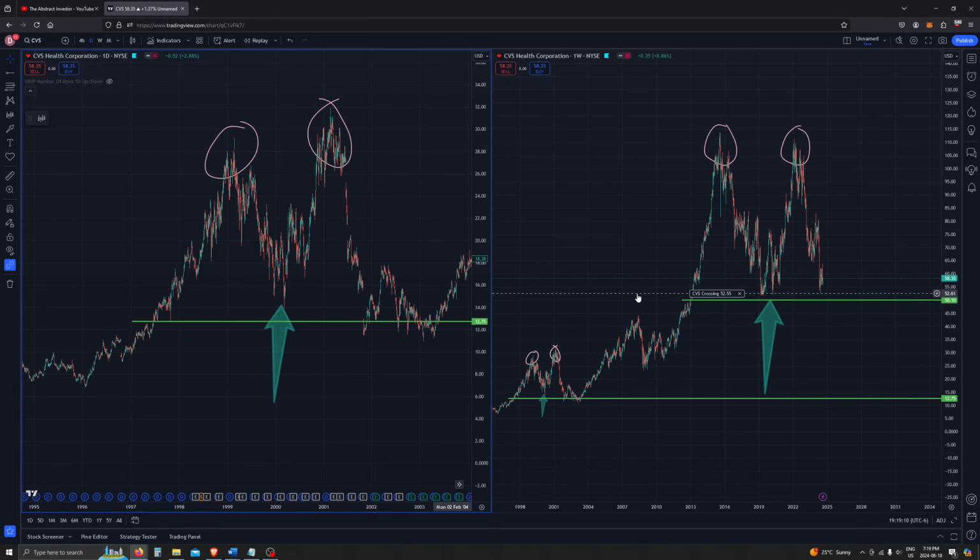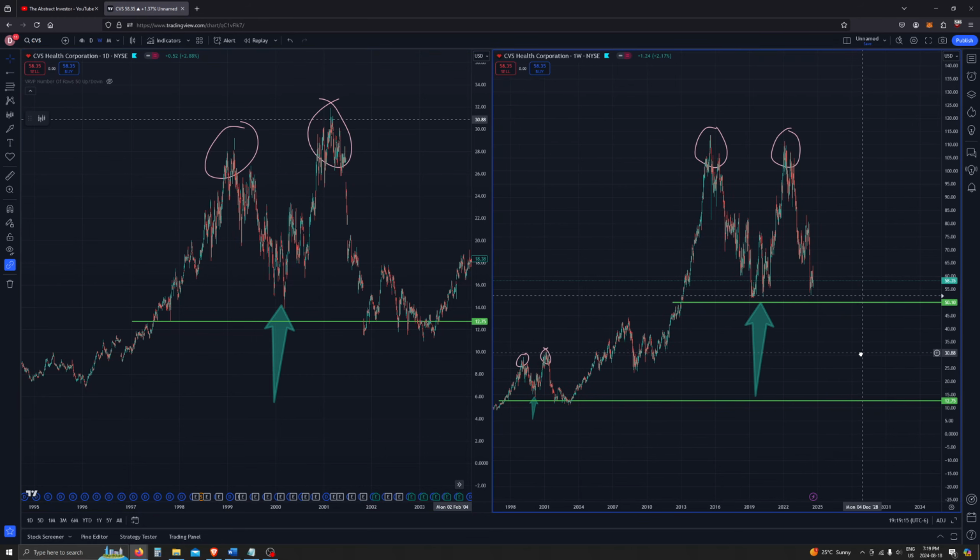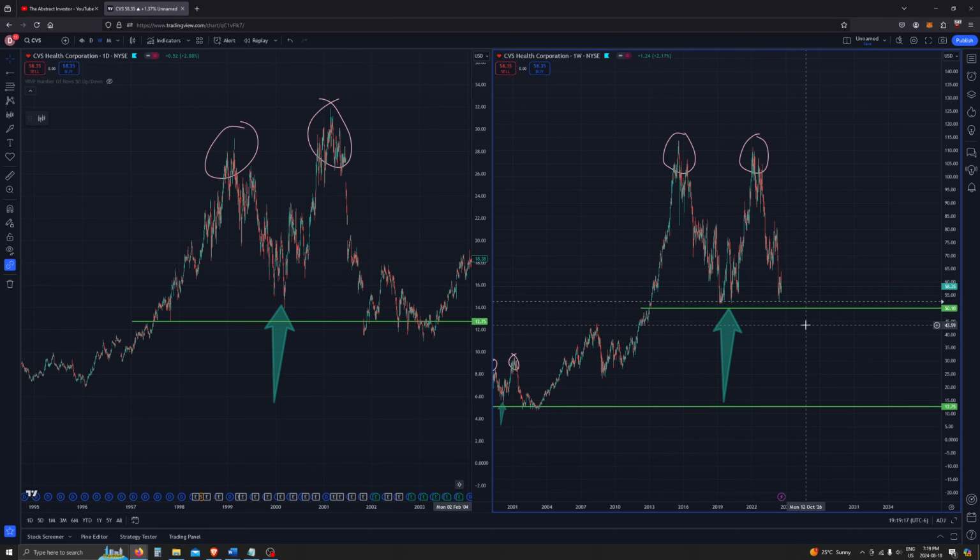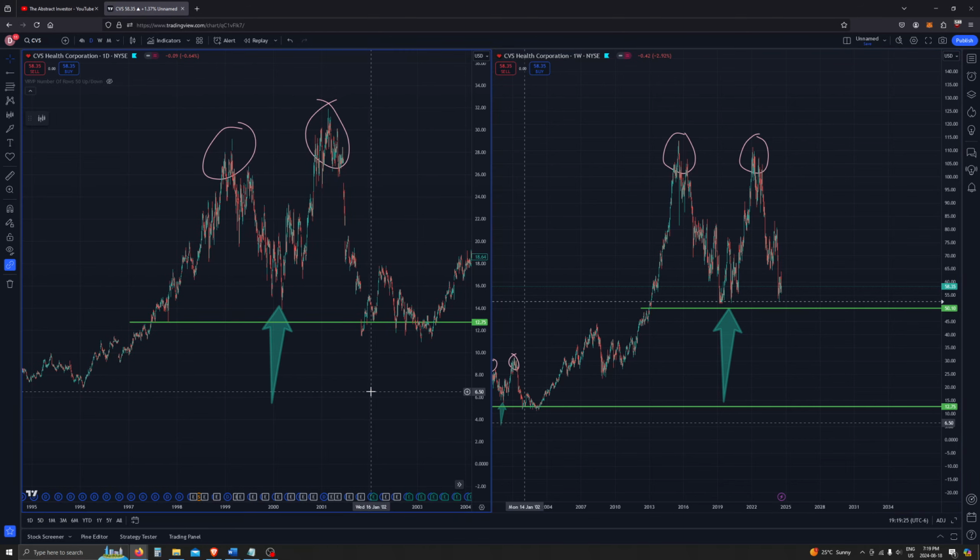I already have an alert on this chart if price crosses $52.55 to the downside. Then I'll be coming to the charts and checking it out.